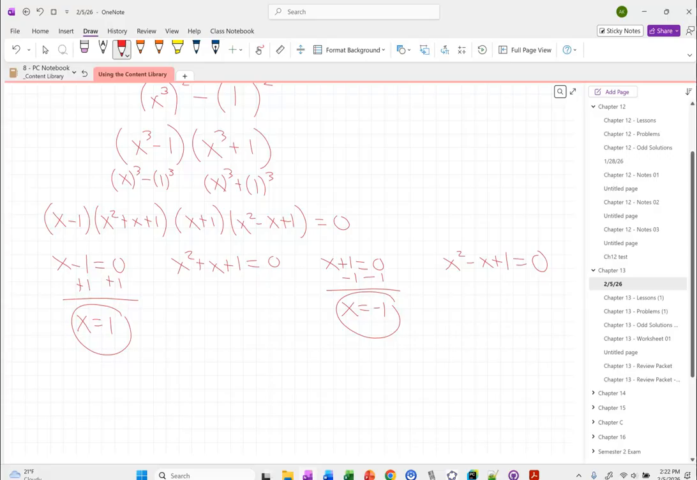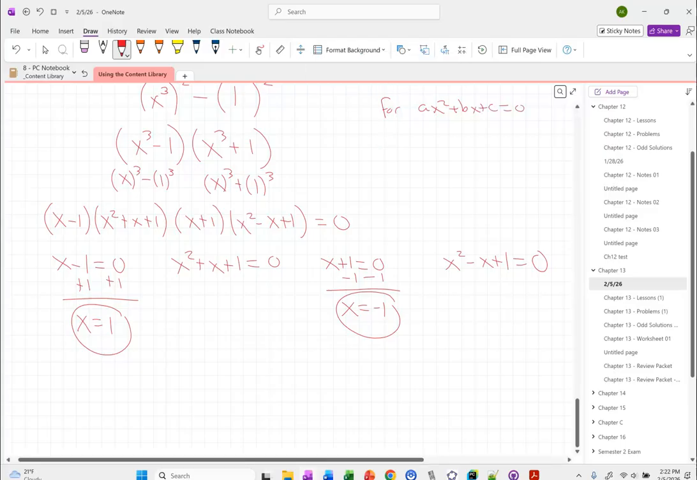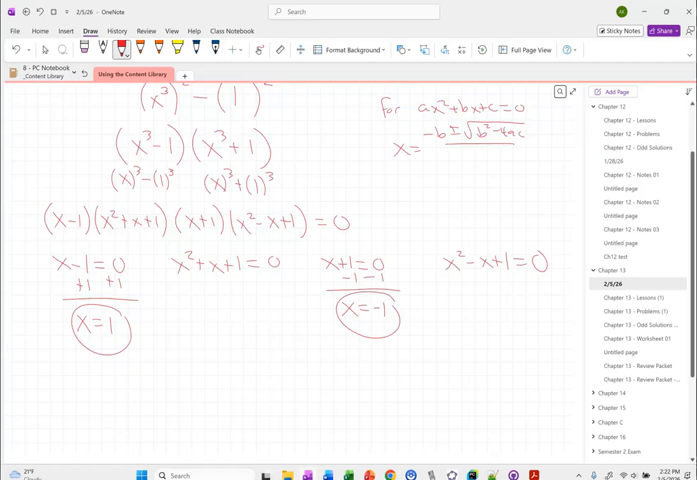The quadratic equation. The quadratic formula, yes. Is that a reasonable expectation that we have this memorized at this stage? Yes, I think it is. That says for the quadratic equation, ax squared plus bx plus c equal to 0, x equals negative b plus or minus square root b squared minus 4ac all over 2a.